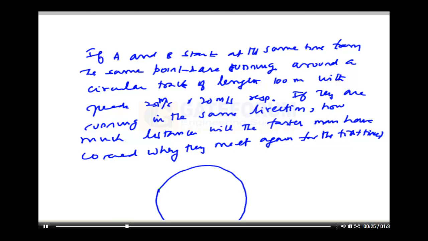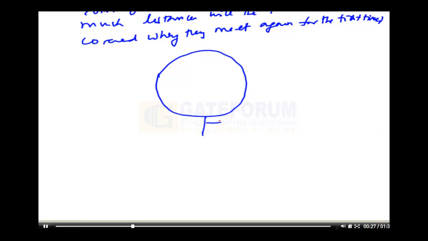Let's draw a sketch of the circular track. A and B running in the same direction, A with the speed of 25 meters per second, B with the speed of 20 meters per second around a circular track of 100 meter circumference. So, when will A overtake B?